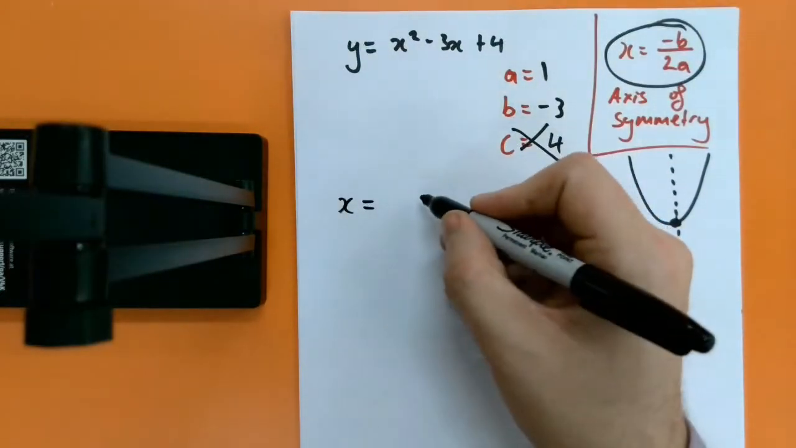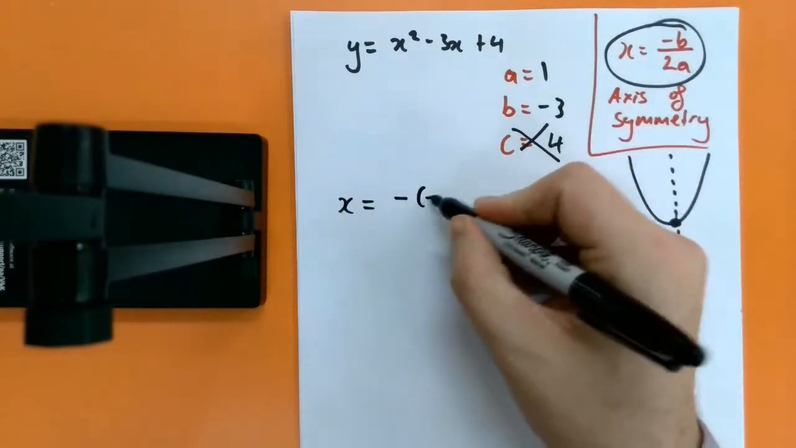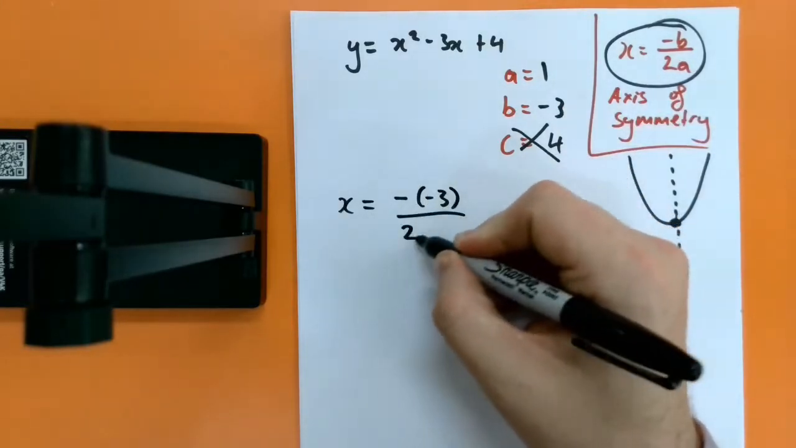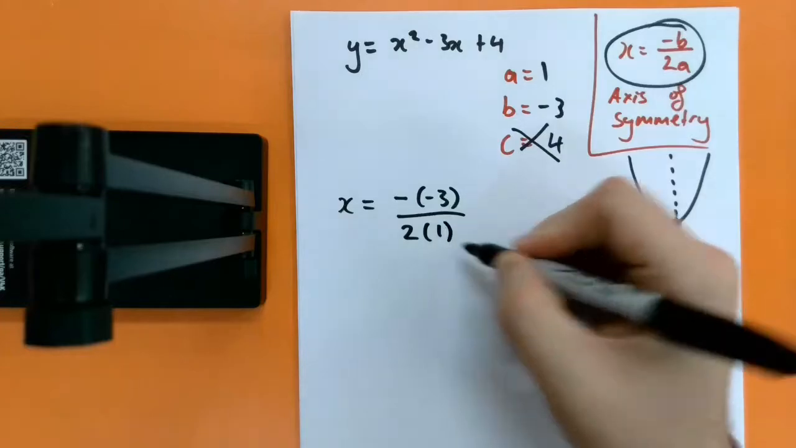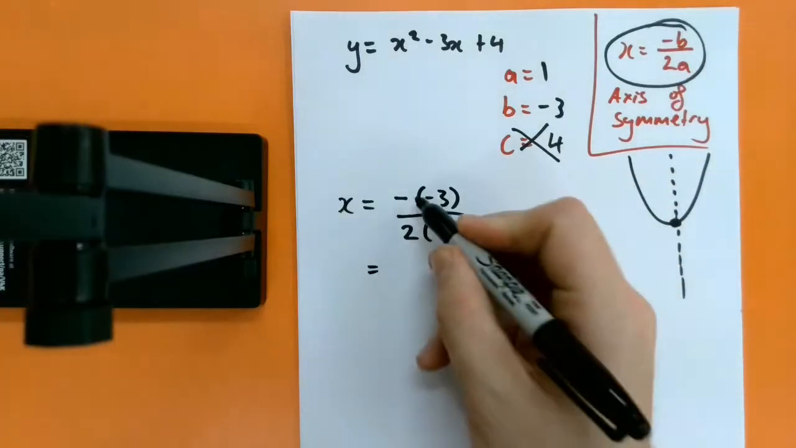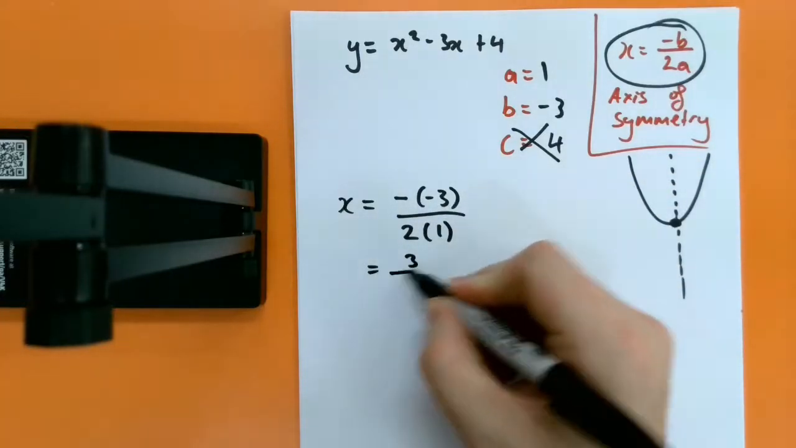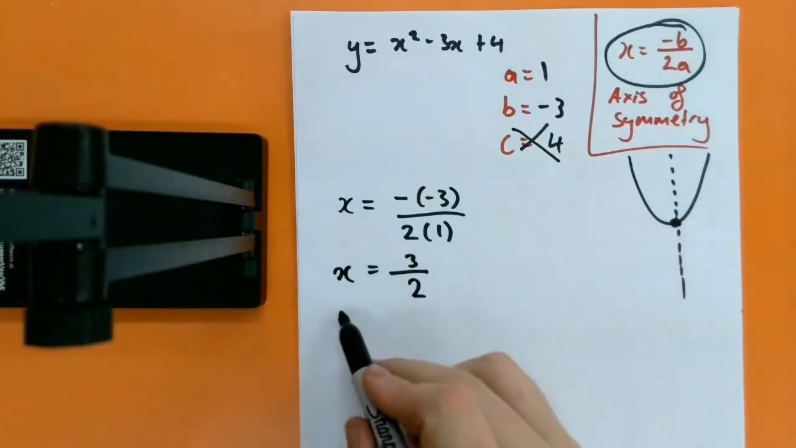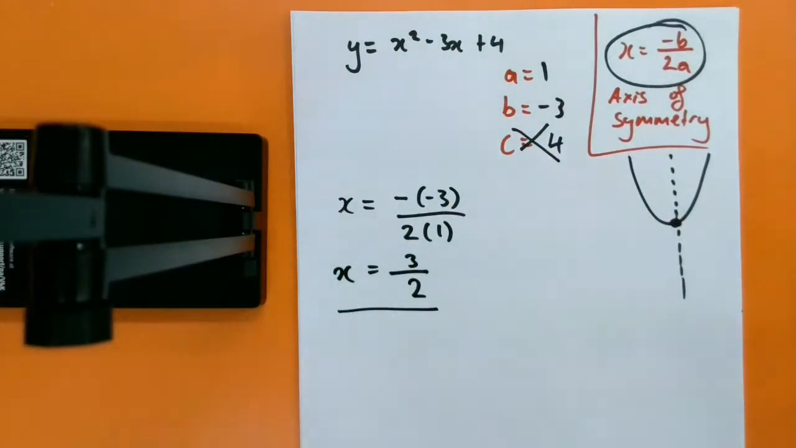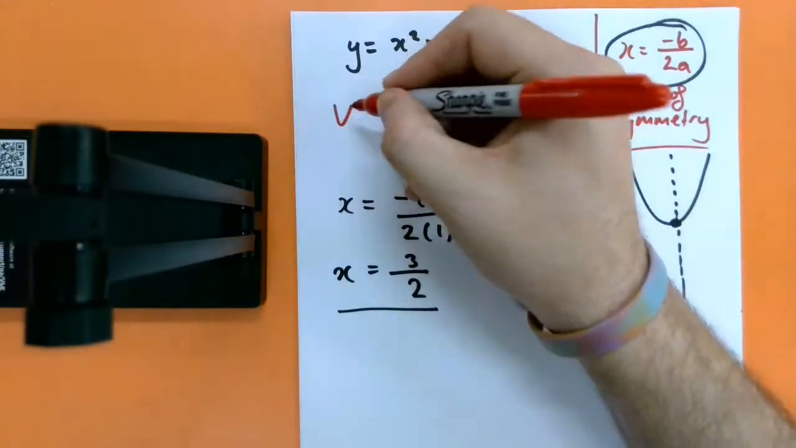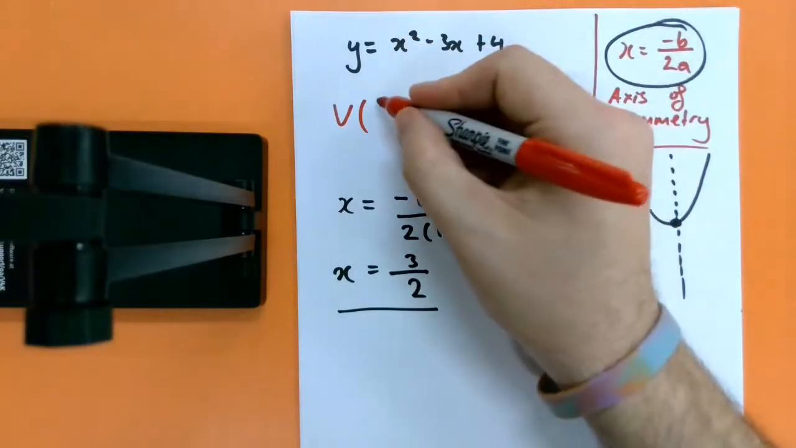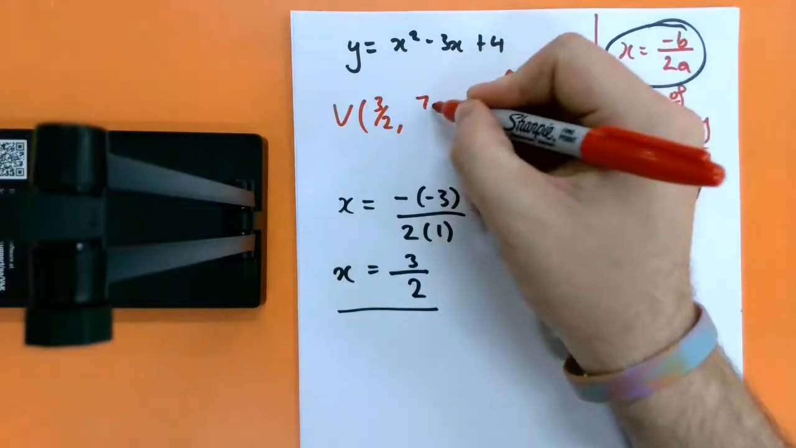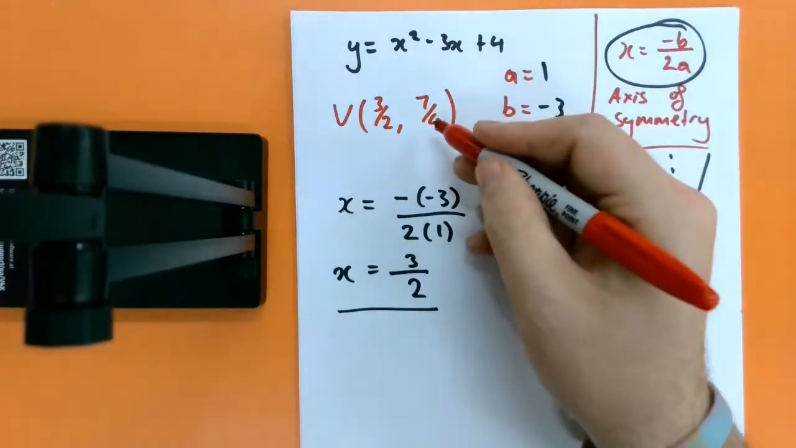So our x is equal to minus 3 on 2 times our a, just by substituting in. Minus and a minus make a positive, so we now have 3 on 2. That is our x value for our vertex. If you remember from when we were doing this just a moment ago, the coordinates of our vertex were 3 on 2 and 7 on 4. I'm going to show you that we're going to get the second value.